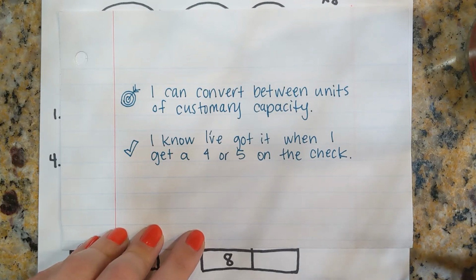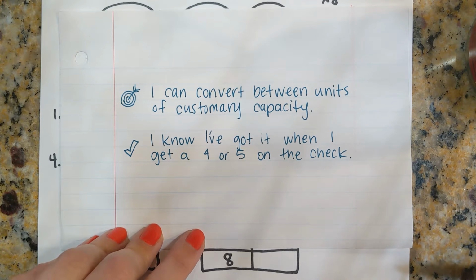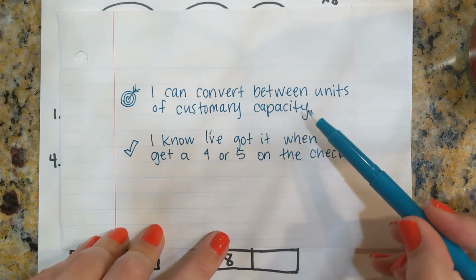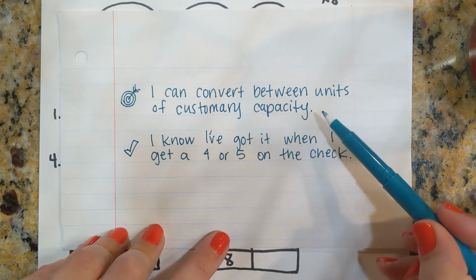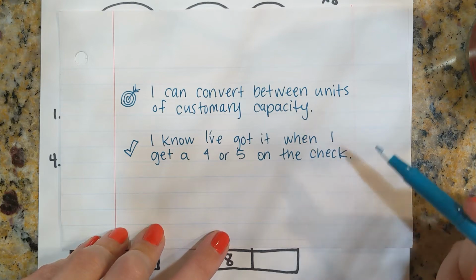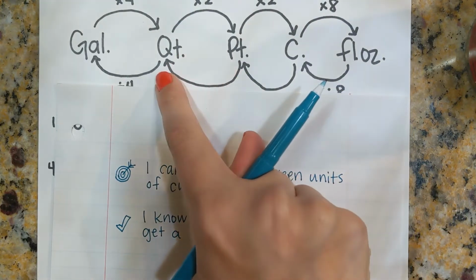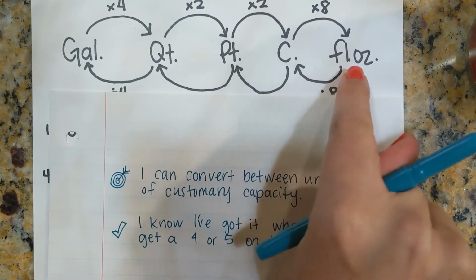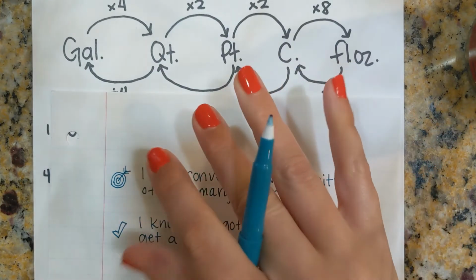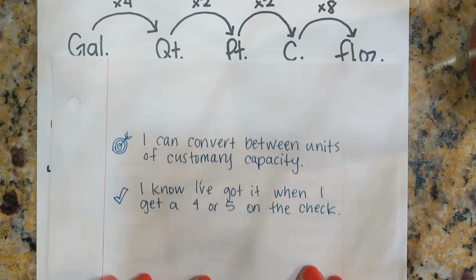It's Miss Wieland, and today we're going to talk about converting in customary capacity. So your target for today is I can convert between units of customary capacity. If we start in pints, you need to be able to get to quarts, or if we start in cups, get to fluid ounces. You know, how much is the equal, like an equivalent fraction, sort of.